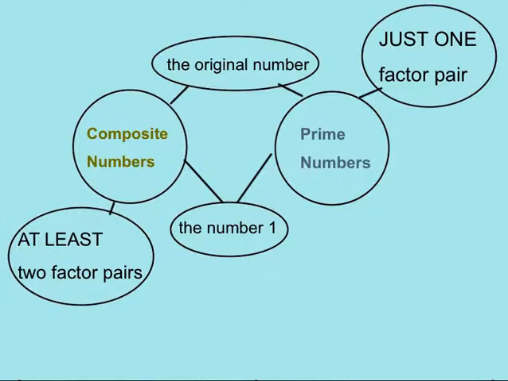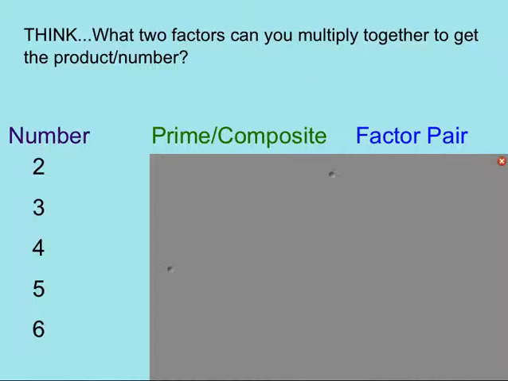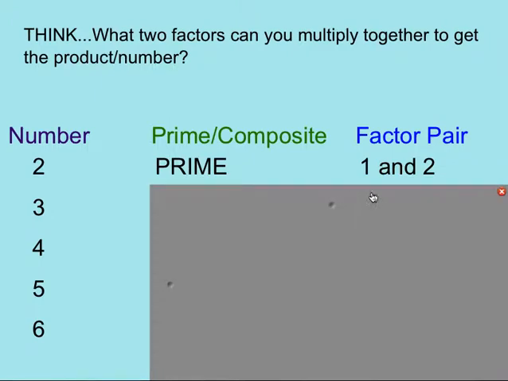Let's take a look at some examples of our counting numbers and think about this. What 2 factors can you multiply together to get the product or the number? So for the number 2, we know that it's going to be prime, and the factor pair is just the number 1 and 2, because we can do 1 times 2 using the factor pair 1 and 2, and that gives us 2. We can do the turnaround 2 times 1, and it's still 2. There are no other multiplication factors that will make the number 2, at least for whole numbers.